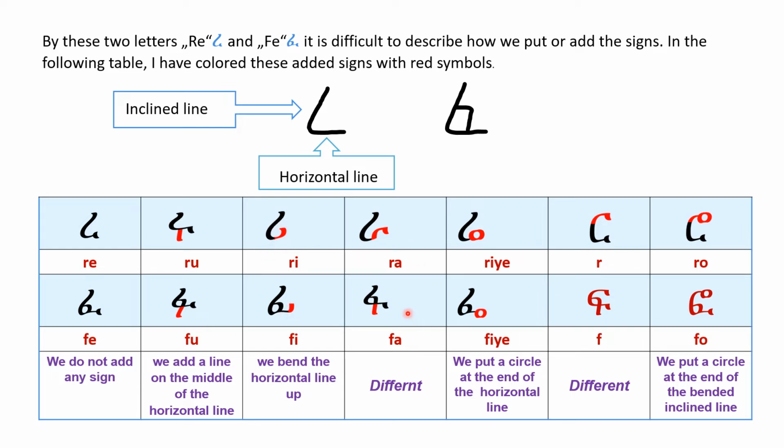Ra and Fa are very different to each other. Rie and Fie, we put a circle at the end of the horizontal line. R and F are different to each other. Ro and Fo, we put a circle at the end of the bended inclined line. Ro, Fo. Re, Ru, Ri, Ra, Rie, R, Ro. Fe, Fu, Fi, Fa, Fie, F, Fo.